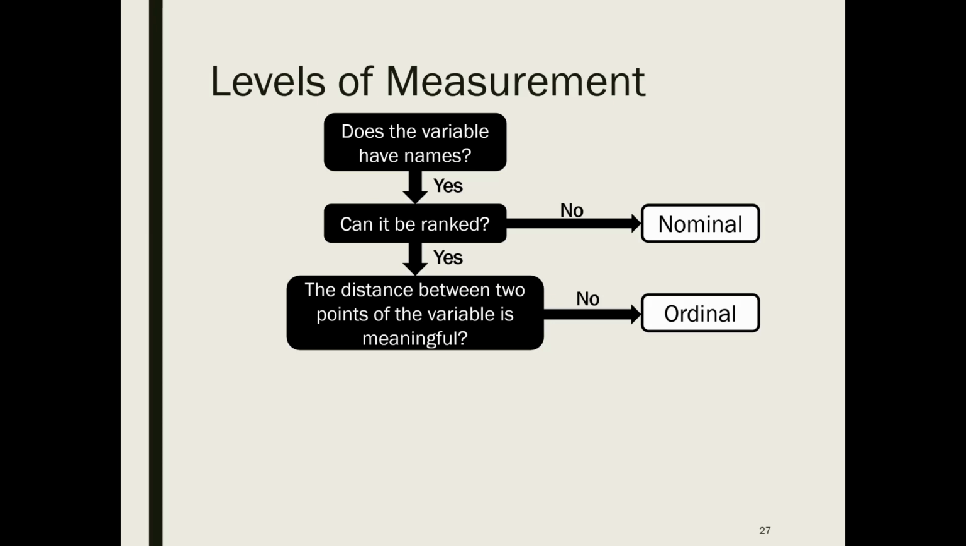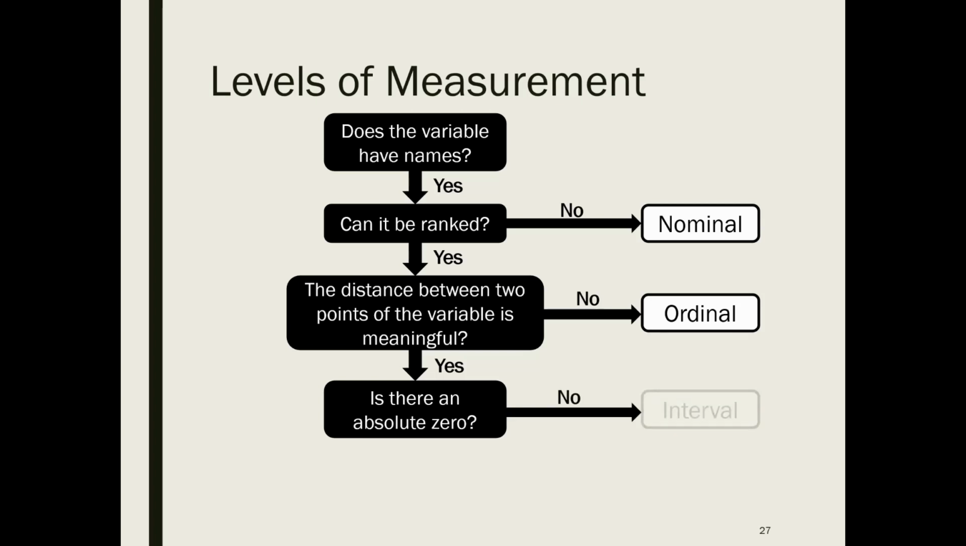But if the distance is meaningful, then it could have an absolute zero, or it could have no zero. If there is no absolute zero, then it will be the interval variable. And finally, we have the ratio. Ratio is the highest. A ratio is the best. If you can get the data, get the variable as a ratio variable, then go for it.